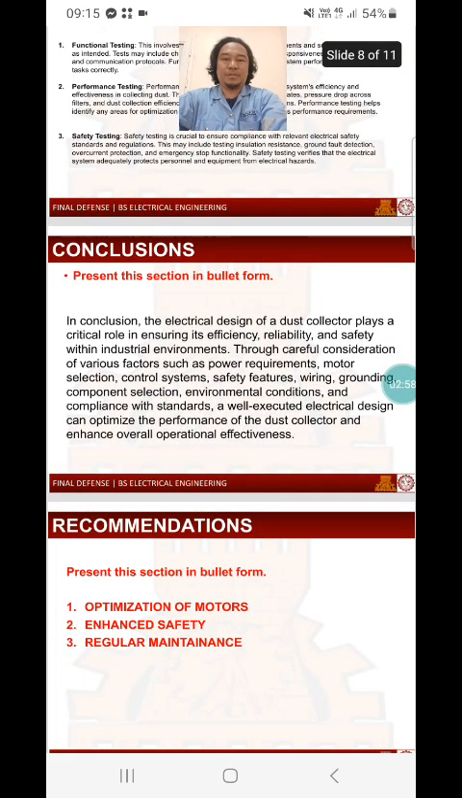Conclusions. The electrical design of a dust collector plays a critical role in ensuring its efficiency, reliability, and safety. Through careful consideration of various factors such as power requirements, motor selection, control safety, wirings and groundings, the design can improve the dust collector and enhance overall operational effectiveness.